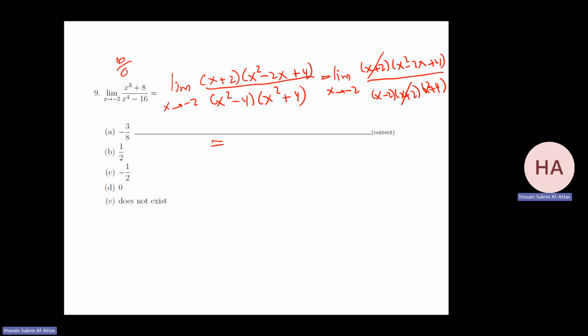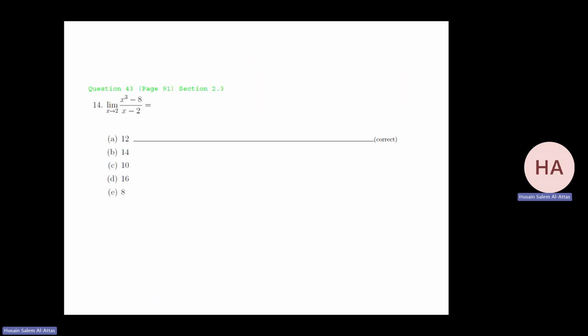Since in the result I don't have 0 over 0, you have what? 4 plus 4 plus 4, that will be 12, over, this is minus 4, and 4 plus 4 times 8. So this is 3, and this is minus 1. So you have minus 3 over 8, and that will be the answer. Just a matter of calculation.